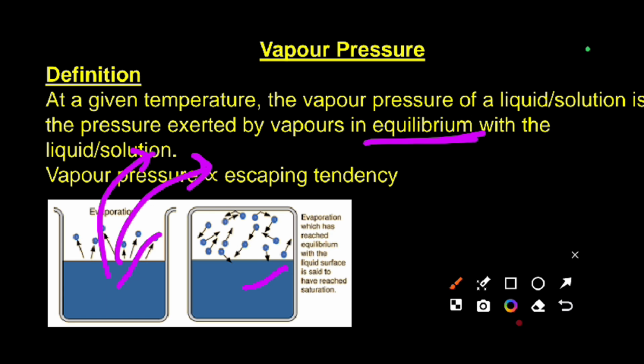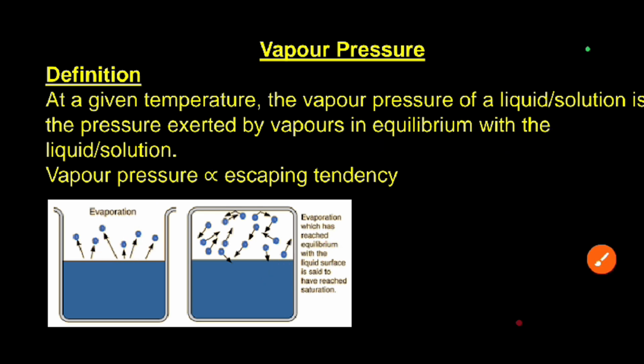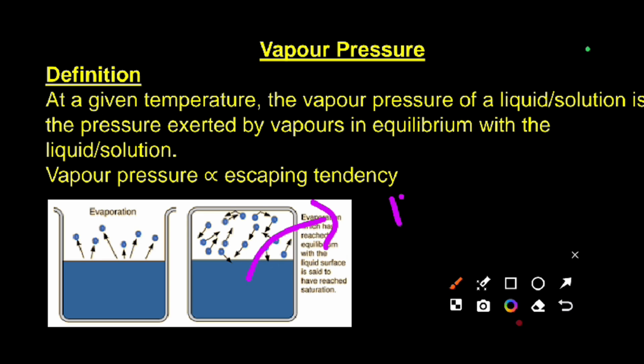In equilibrium you can take some constant property. How will I explain it? Suppose you have taken 20 molecules of ethanol in a container. Slowly it will evaporate. Initially 2 molecules evaporate, then 2 more, like this 2 more. Finally, suppose 12 molecules have evaporated out of 20. Then how many molecules are left? 8 molecules. Now equilibrium has been attained.